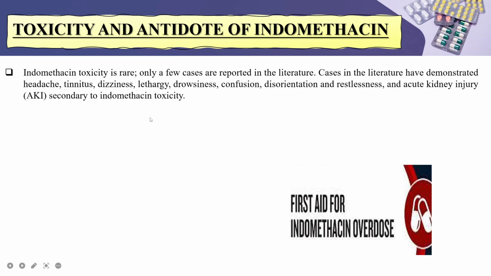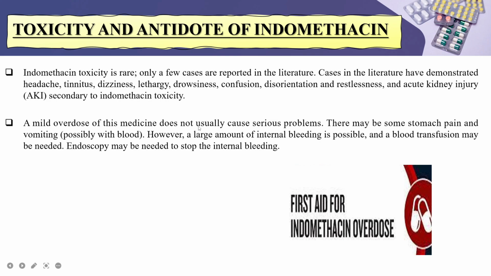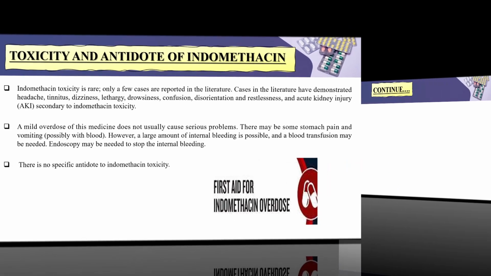secondary to indomethacin toxicity. A mild overdose of this medicine doesn't usually cause serious problems. There may be stomach pain and vomiting, possibly with blood. However, a large amount of internal bleeding is possible and a blood transfusion may be needed. Endoscopy may be needed to stop the internal bleeding. There is no specific antidote to indomethacin toxicity.